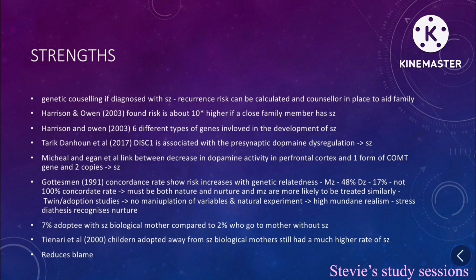Tienari et al. 2000 compared children adopted away from their biological mothers who had schizophrenia. However, they still had a higher rate of schizophrenia than the normal population. As well as this, the genetic explanation for schizophrenia reduces blame from the individual who's schizophrenic, who may feel like it's their fault for developing schizophrenia and their actions due to the schizophrenia.